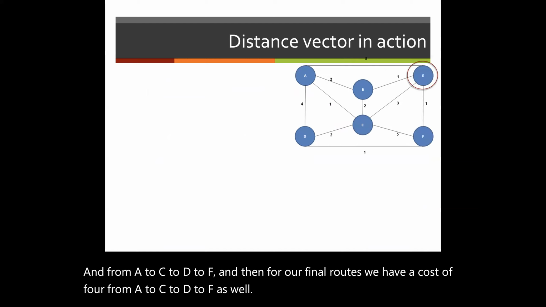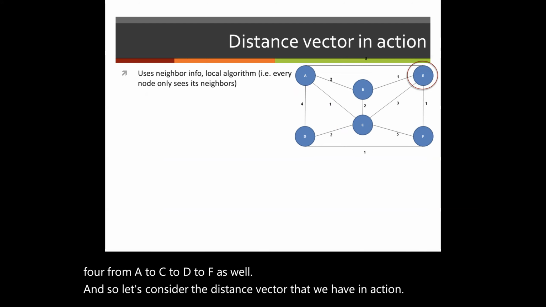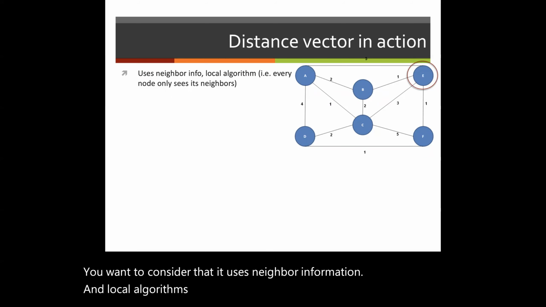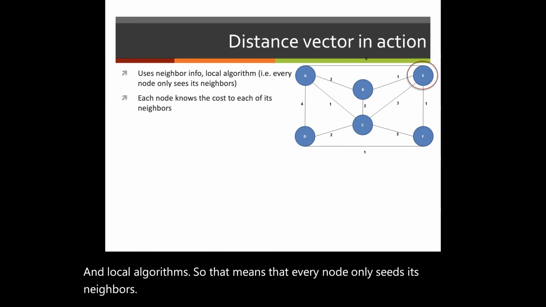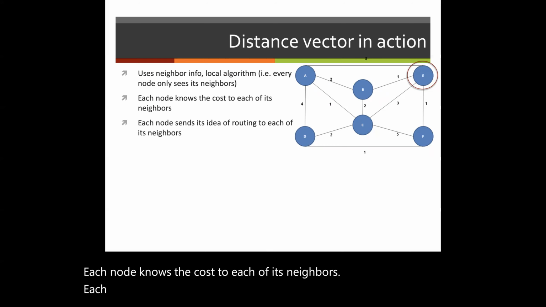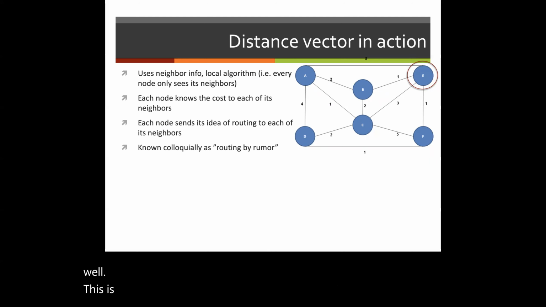And so let's consider the distance vector in action. You want to consider that it uses neighbor information and local algorithms. So that means that every node only sees its neighbors. Each node knows the cost to each of its neighbors. Each node is going to send its idea of routing to each of its neighbors as well. This is known colloquially as routing by rumor.